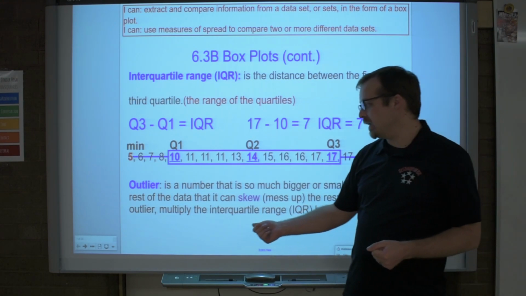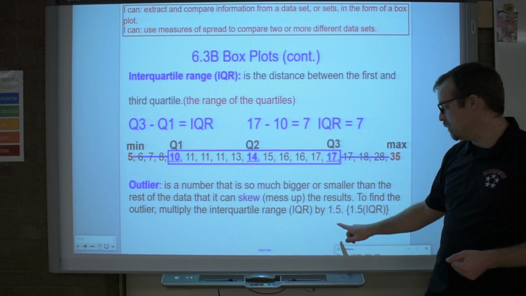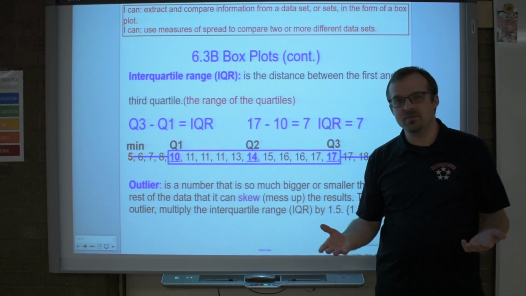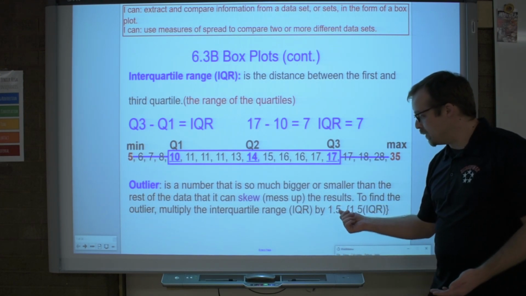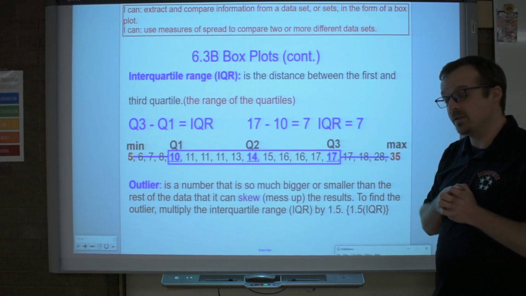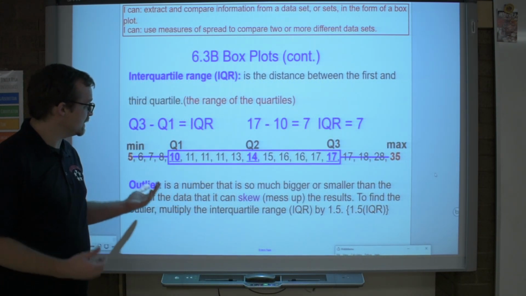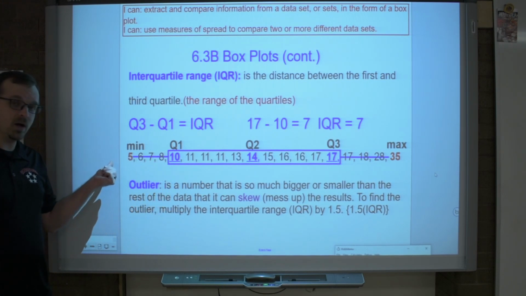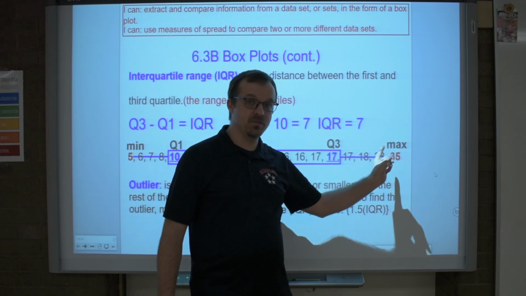And to find that outlier, we are going to multiply that interquartile range, 7 in this case, by 1.5. 1.5 is kind of an arbitrary number. Just kind of go with it for now. We multiply it by 1.5, and I'm going to show you what we do with that length here on the next slide. But basically what we're saying is an outlier is a really, really small number that's really far away from your data, or a really big piece of data that's far from your data.